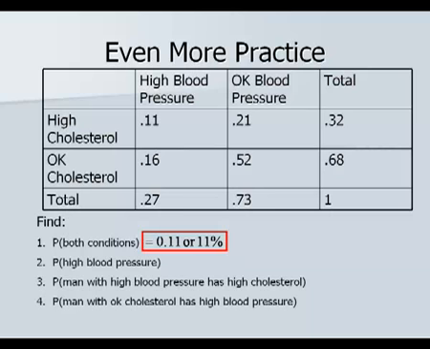Number 2, we want to find the probability of having high blood pressure. Look all the way down to the total of the percentage of chance of having high blood pressure, which is 27% chance, or 0.27. Number 3, we get into some conditional probabilities.